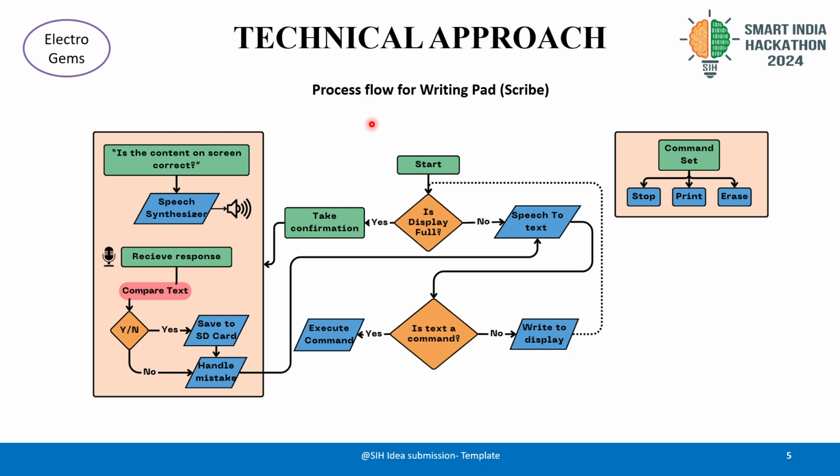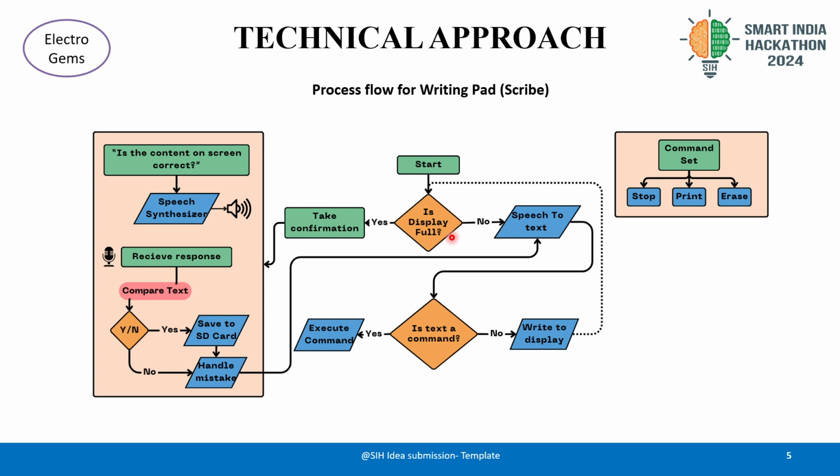Let me explain the process flow for the writing pad. First, the system starts and checks whether the display is full. If the display is full, it will ask the user if the text displayed on the display is right. If the user responds yes, it will save to the SD card, or else it will handle the mistake by asking the user to repeat the text and then storing it in the SD card.